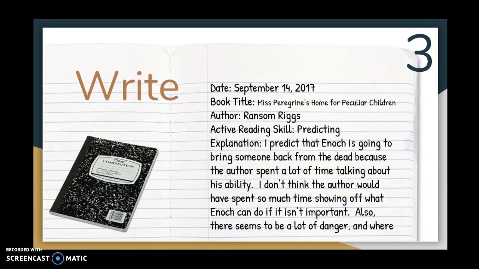This is an example of what a completed reading log might look like. So I've written down the date, the book title, the author, I've chosen an active reading skill, and I have written an explanation that's at least 5 to 7 sentences.